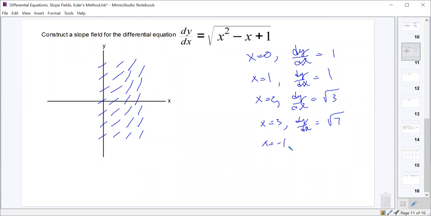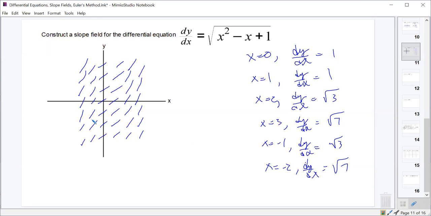As we went to the left with x equals -1, what did we get? That one became square root of 3. So a little steeper than 1. And as we continued, -2 gave us root 7, and we were even steeper, right? And so if we were trying to sketch the curve that went through here, we might start at the origin and say, okay, we're about 1 here, and then it got steeper, and then it got steeper this way also.